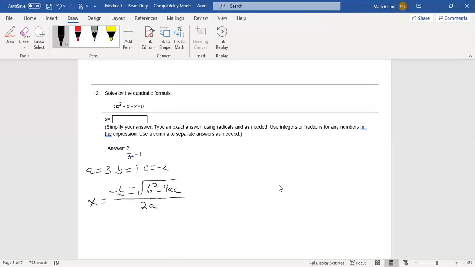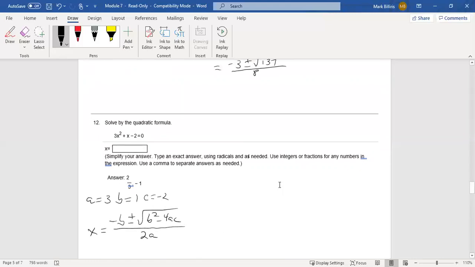And now plug in the values. So we have the opposite of b. So b in this case is positive 1. So we have x equals -1 plus or minus the square root of b times itself. So 1 times 1 is 1 minus 4 times a, which in this case is 3, times c, which in this case is -2. And this is all over 2 times a, and a in this case is 3.